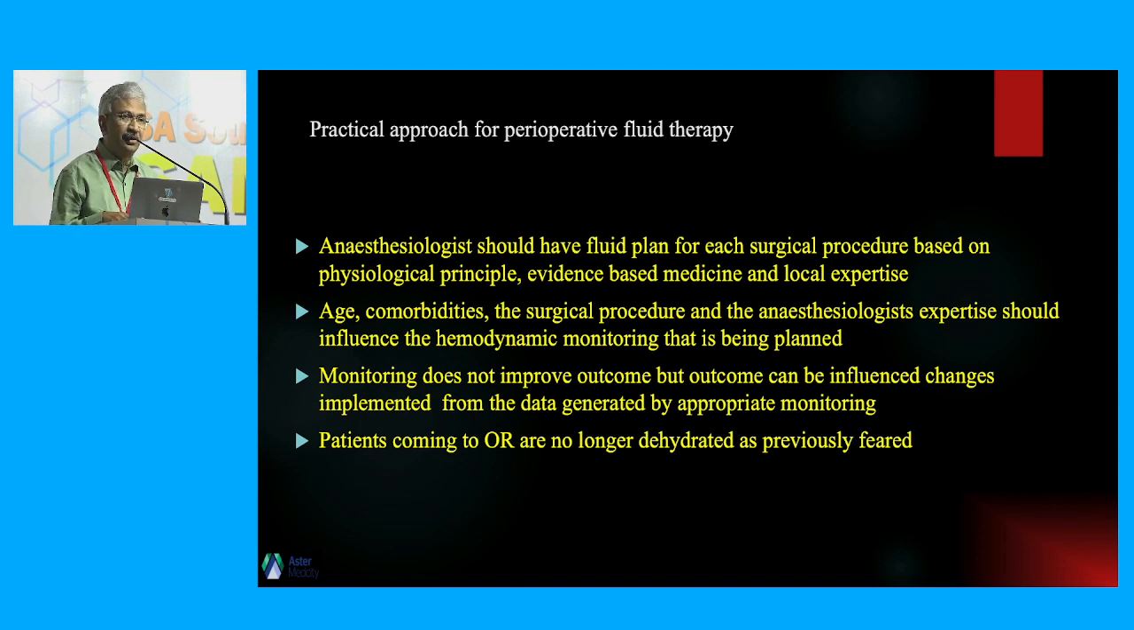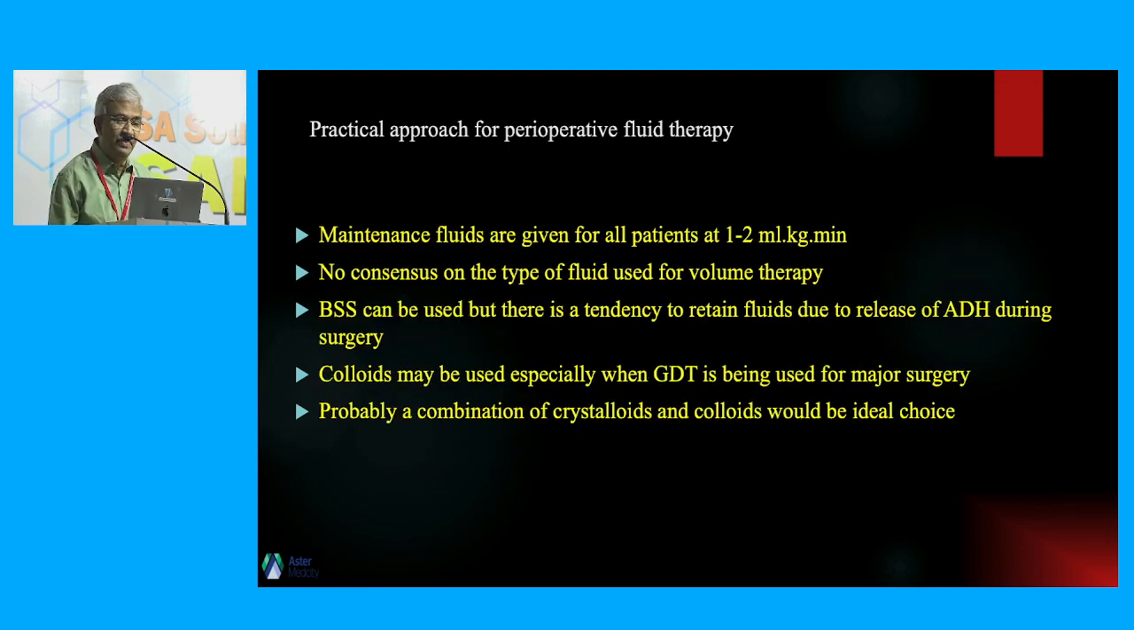So, to come to the last part of my talk, now let us see how we approach a patient in a setup where you have everything and a setup where you don't have too many facilities. The anesthesiologist, before going in for a patient, should have a plan for each surgical patient based on the patient's age, comorbidities, the surgical procedure that you are planning, and most importantly, the expertise of the anesthesiologist. Remember that having advanced monitoring does not improve the outcome by itself. It is the ability of the anesthesiologist to extract the data from the monitors and modify the plan, which is going to result in an ultimate improvement in the patient.